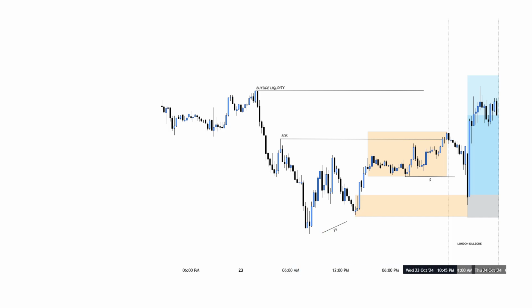So as you can see, after price accumulated orders, just like we stated, the first thing we're looking for is our accumulation. Price accumulated orders right here, right before the London kill zone started. We see that price was just consolidating in this box right here, building liquidity below and above this consolidation range.